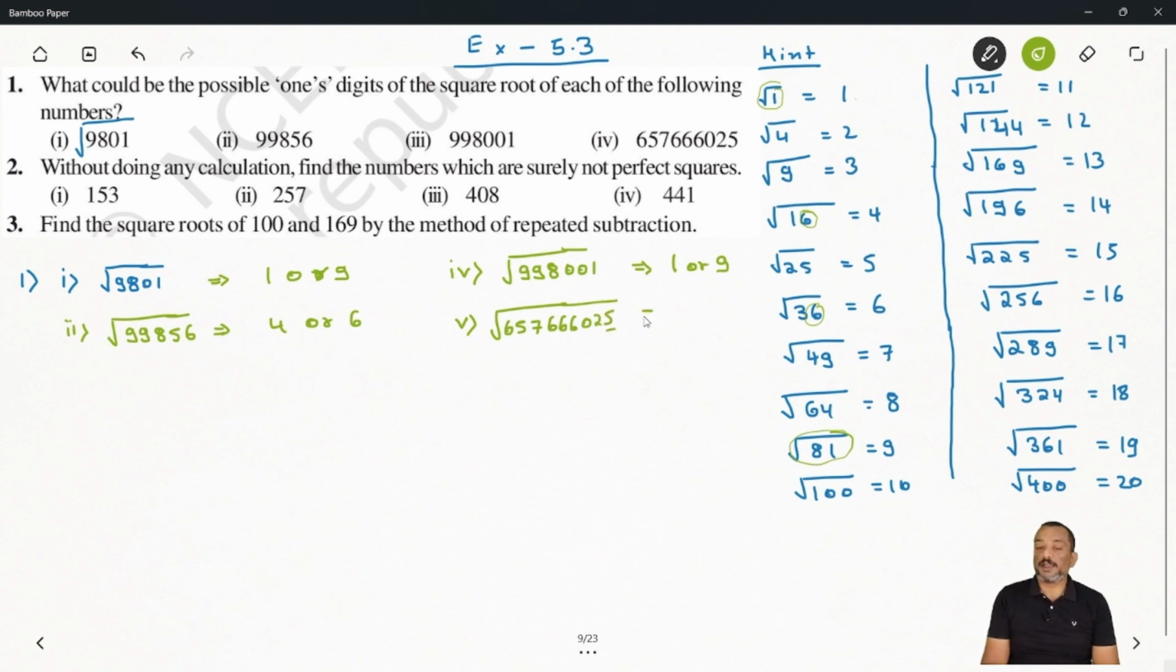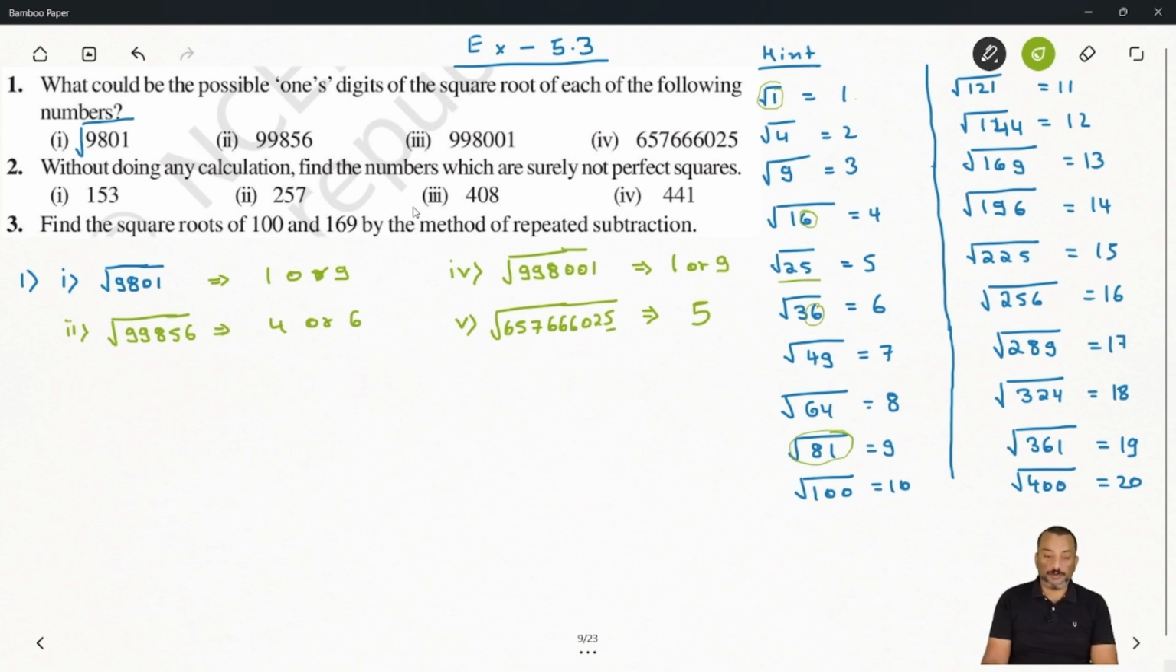So when you get 5 at the one's place, the square root will have 5 at the one's place. You can see 25, the one's place is 5, so the square root you will get here is 5. Okay, hope this one is clear. Now based on this table you can solve this one.